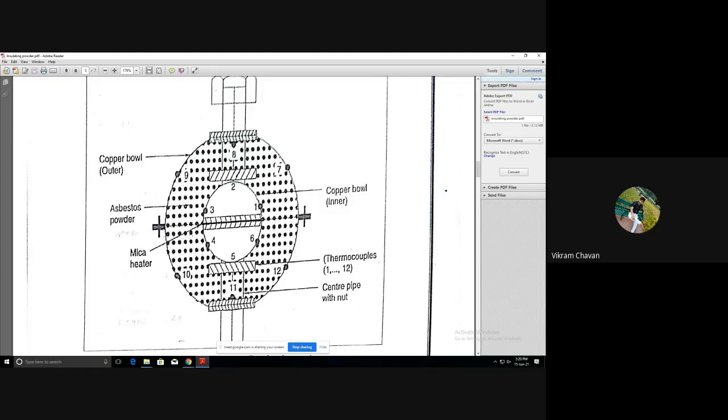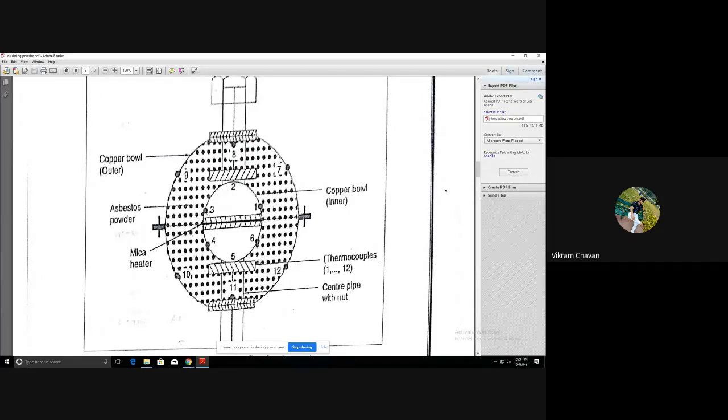Now 6 more thermocouples are placed on the outer sphere surface. Here, up to 6 you can see, and then 7, 8, 9, 10, 11, 12. So the remaining 6 thermocouples are placed over this outer sphere surface.